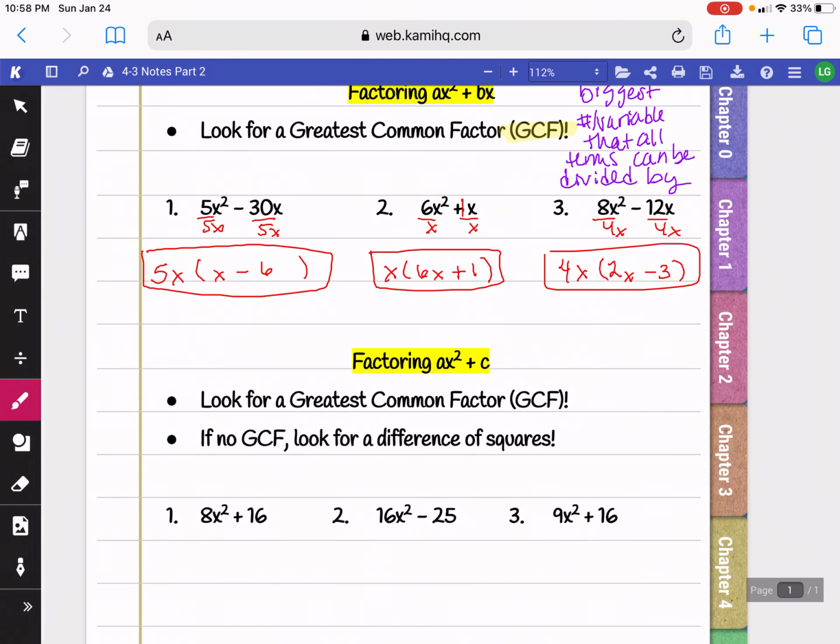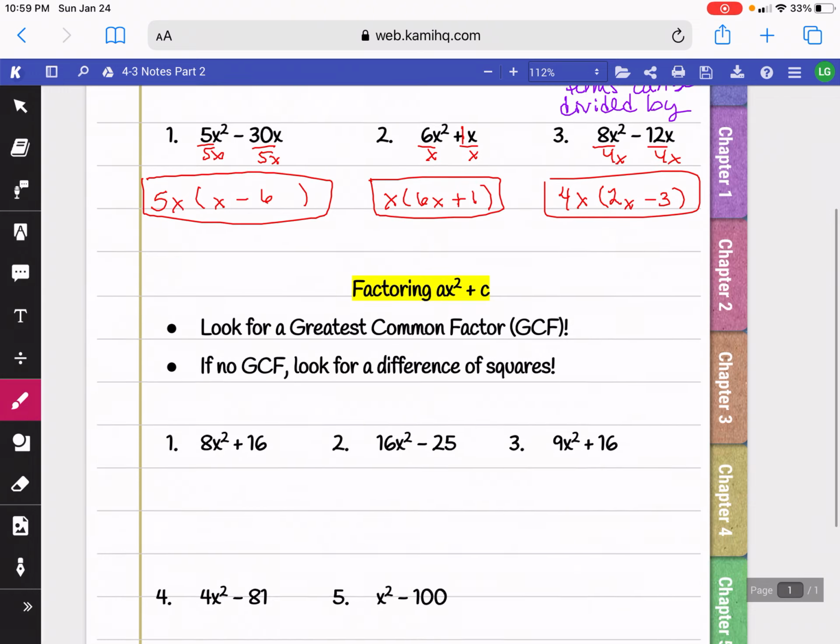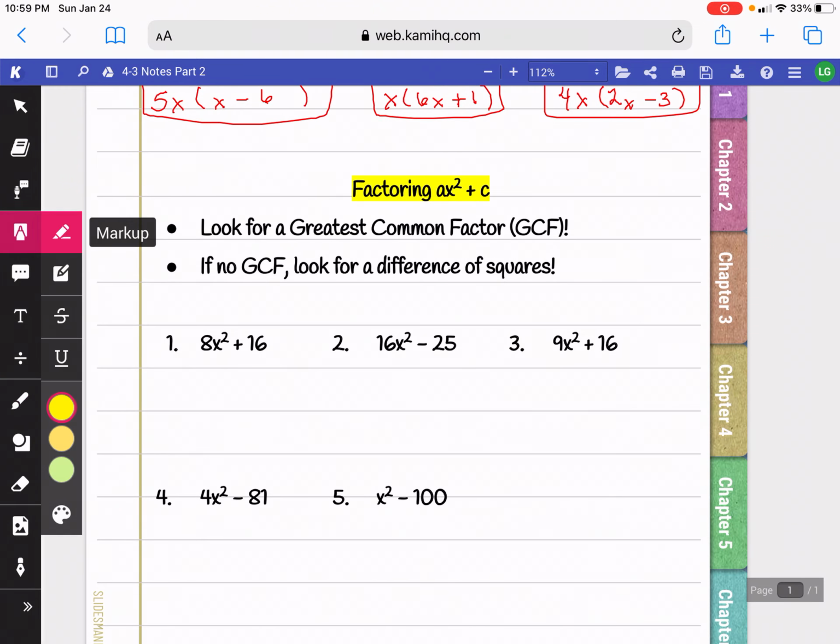Now we're going to look at some examples that are also binomials, but this time they're missing the bx. So it's just going to be ax squared plus c. And similar to this, we're going to start by checking if there's a greatest common factor.